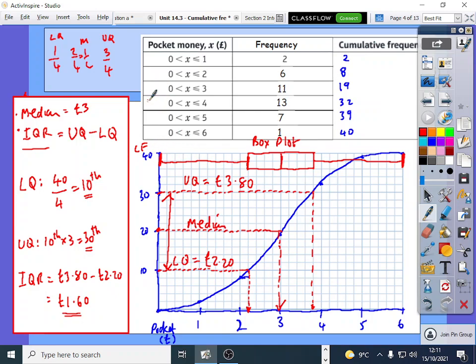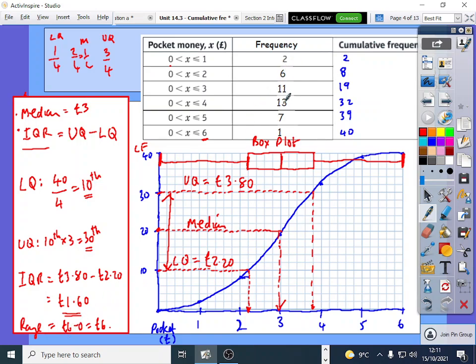The last thing sometimes they ask you is, what is the range? Any clues? What would have been the range of the pocket money? What's the highest pocket money? £6. What's the lowest? About 0. So the range, if we didn't look at the interquartile, is £6 because it's 6 take away 0. Just make sure you know that.